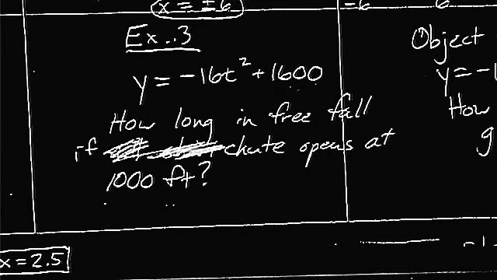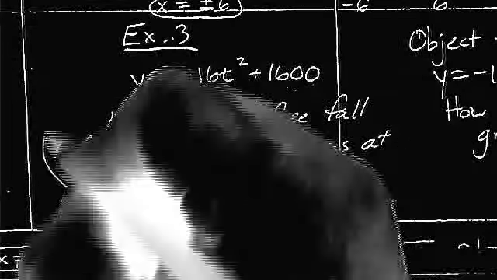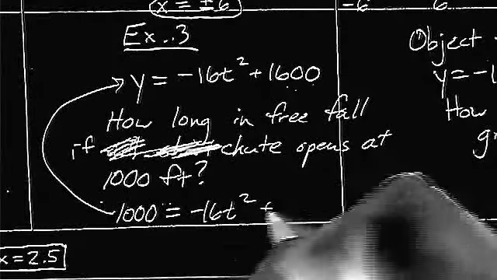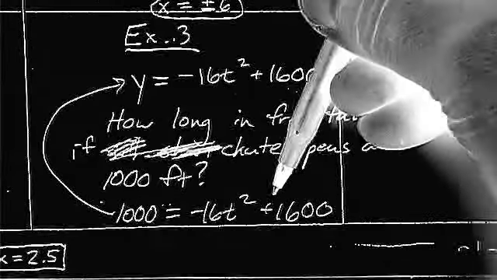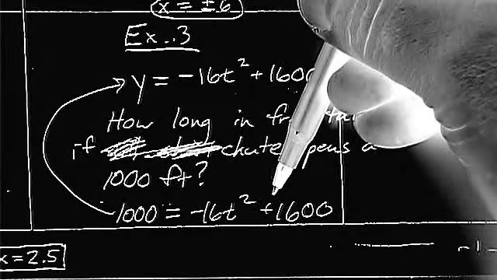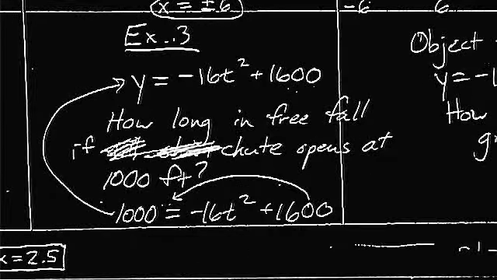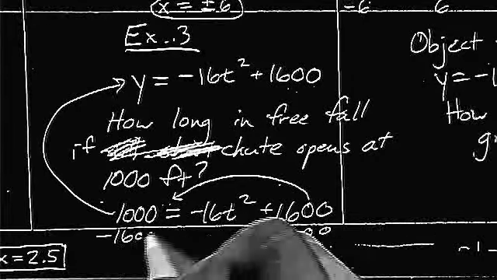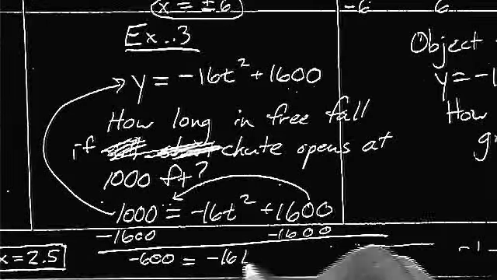How long would they be in free fall if the chute opens at 1,000 feet? So we're talking about using 1,000 for the y value. This is one of those situations where you do not have a b value, right? The b value is 0. Therefore, I don't need to factor this. I need to start moving things to the other side. So if we subtract the 1,600 to the other side, that gives me negative 600 equals negative 16t squared.